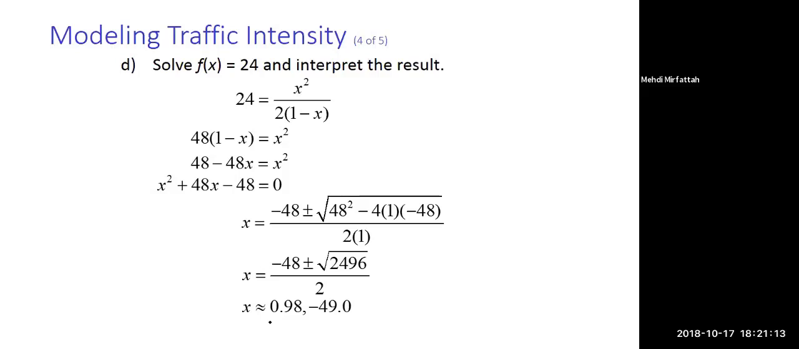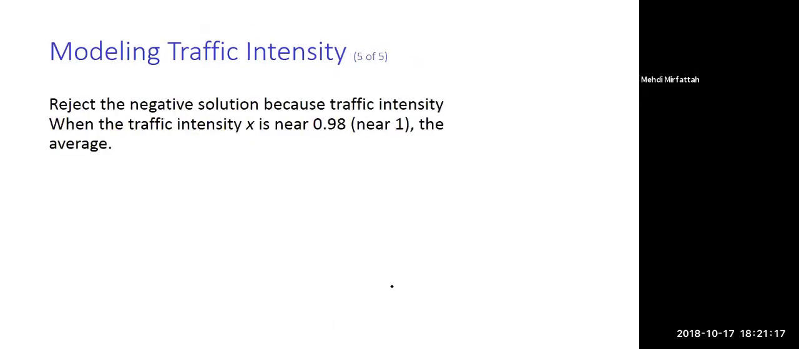0.98 and minus 49. We're going to toss negative numbers that cannot be true. We're going to reject the negative solution because the traffic intensity is negative. So the answer we're going to pick would be about 1. So at about x equal to 1, the line is 24 cars on average.